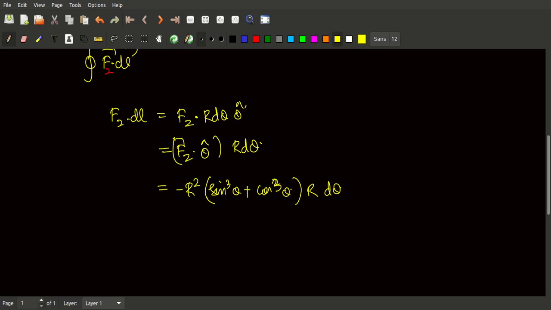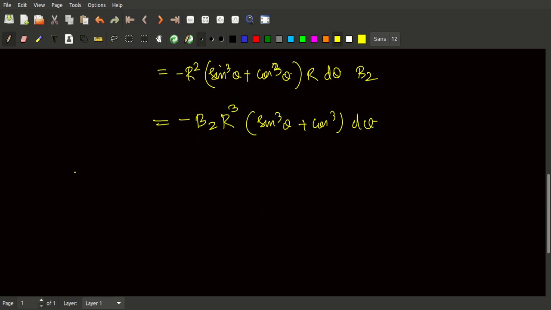Okay, and there is a b2 also which is missing here, which I am adding here. So finally this will be equal to minus of b2 r cube. There is an r square term from f2 coming and an r term from r dθ coming, therefore r cube into (sin³θ + cos³θ) dθ. This is your f2 · dl.